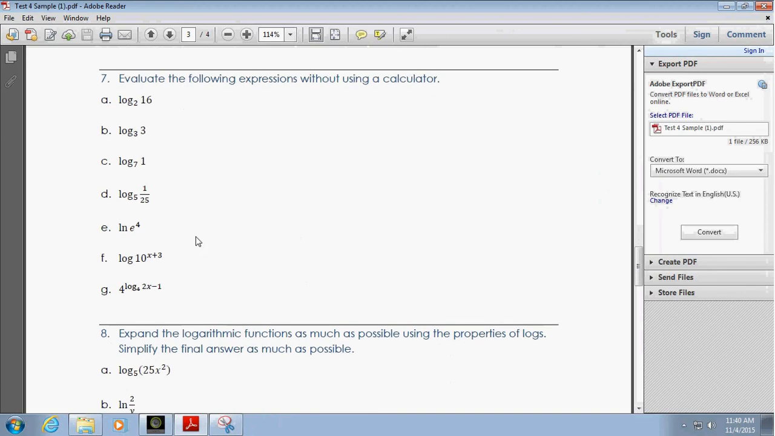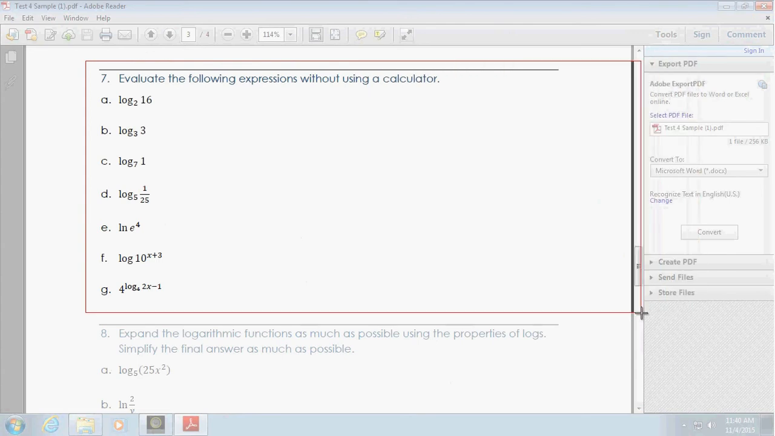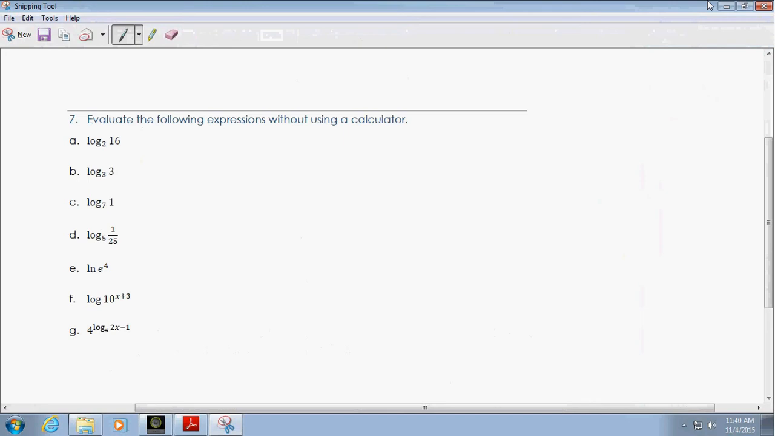All right. So, solve these without using a calculator. Log base 2 of 16. Is that right? Why? Because all I'm saying is 2 to what power equals 16? This is the same as saying 2 to the x equals 16. So 2 to what power equals 16? 4. 2 to the 4th.